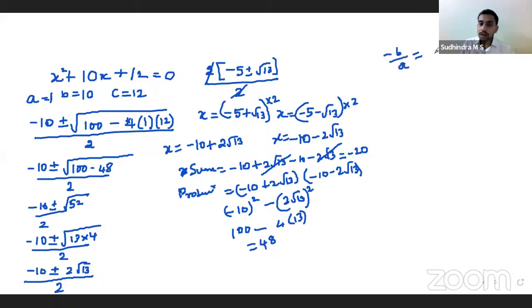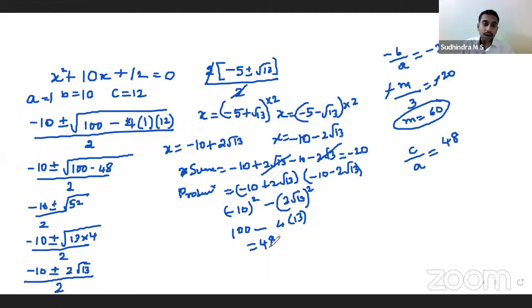Minus b by a is what? Minus 20. If you go back to that question, what is the value of b? Minus m. What is the value of a? 3. So can I say minus m by 3 is minus 20? Minus minus gets cancelled. m is 20 into 3, 60. Same way, product of the roots is c by a. c by a is 48. Product 48, we have computed.